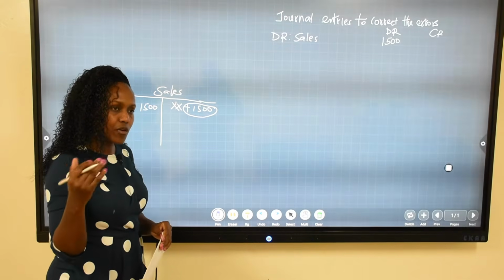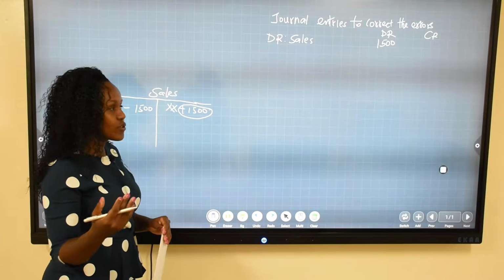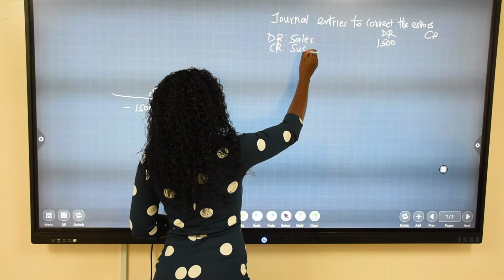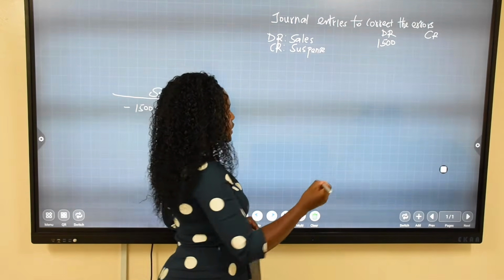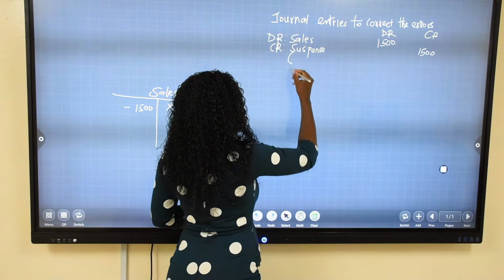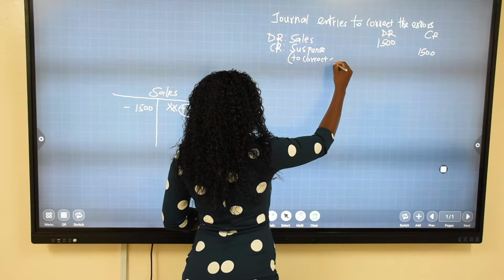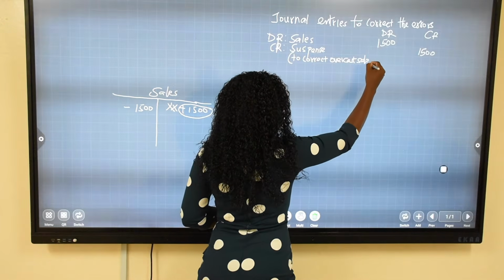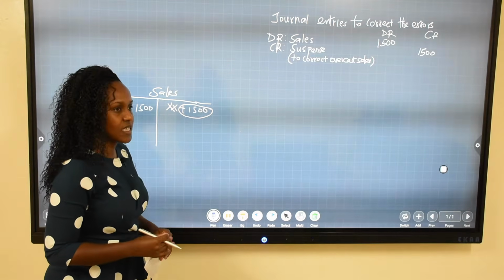Automatically, because the other account did not have an issue, this is going to be taken to the suspense account. So the other entry goes to suspense account. So we can also put a narration to correct overcast sales. So you can put there a narration which is to correct overcast sales.